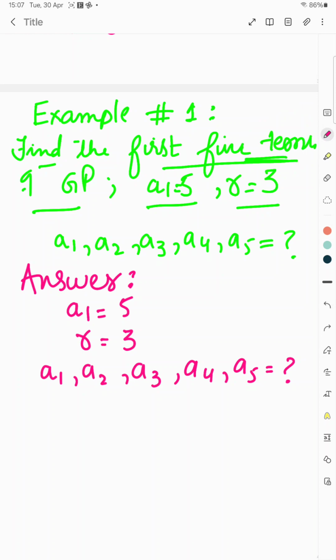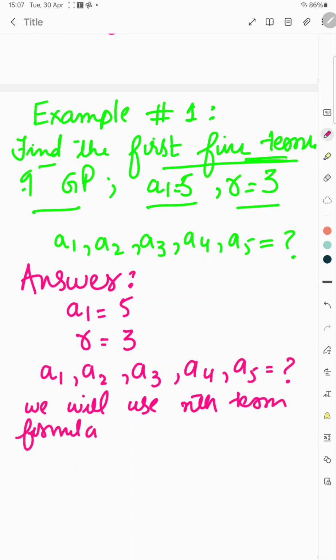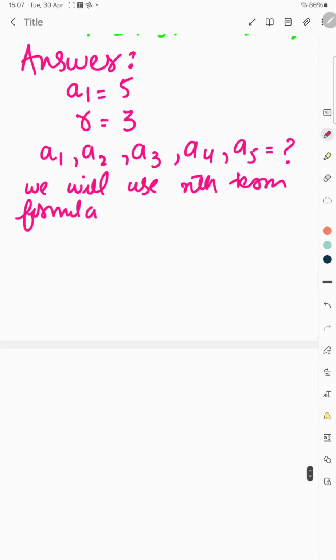Okay student, so we will start by writing the nth term formula, which is an is equal to a1 r to the power n minus 1. Okay student, so in this formula, we have to find the first 5 terms. And a1, what is a1? a1 is given to us. What is r? r is also given to us.